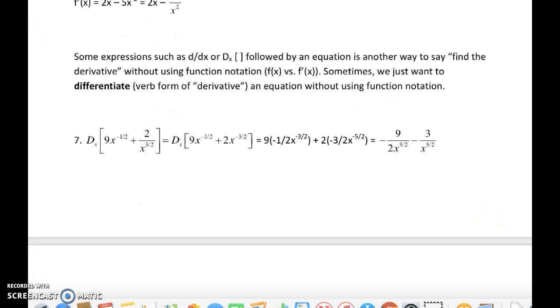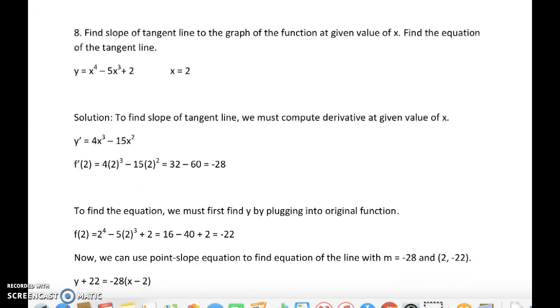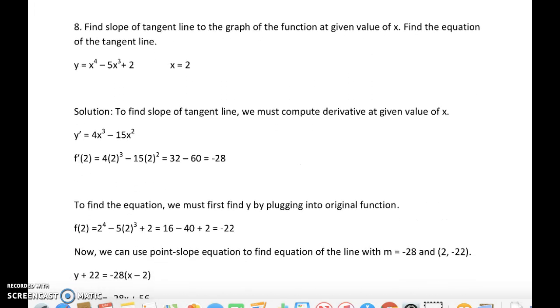So let's go ahead and look at some problems where this might be useful. So we want to go ahead and find the slope of the tangent line to the graph of the function. And we have a function of y is equal to x to the 4th minus 5x cubed plus 2 at x is equal to 2. Well, in order to find the tangent line, we need to take the derivative. And we can use our power rule here.